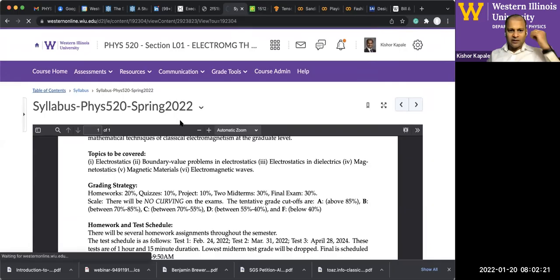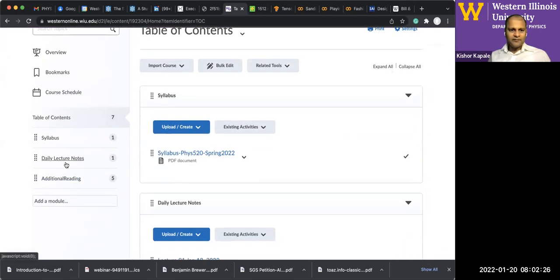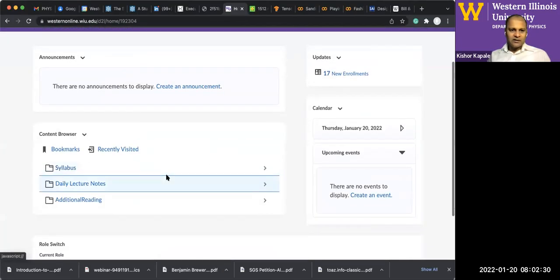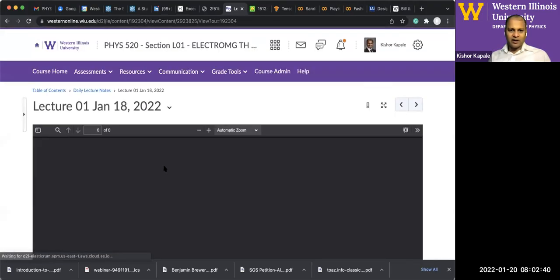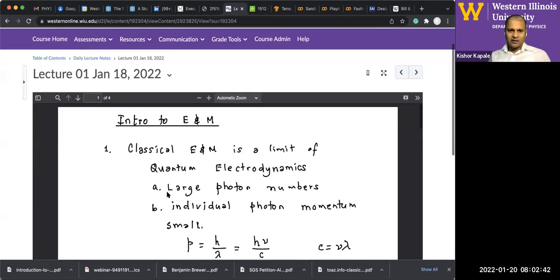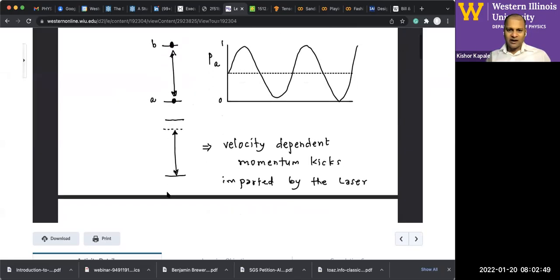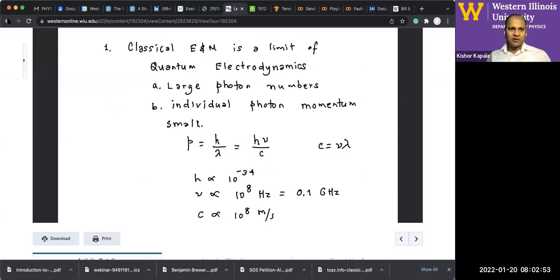Okay, then the other two sections in the course are the daily lecture notes. So you have the lecture notes from 2 days ago on Tuesday, and it's just a PDF. So you can click on it and take a look. It looks slightly different from the one I use, right? It has this grid. The grid doesn't show up here, but that's okay. I don't think that's a huge problem.